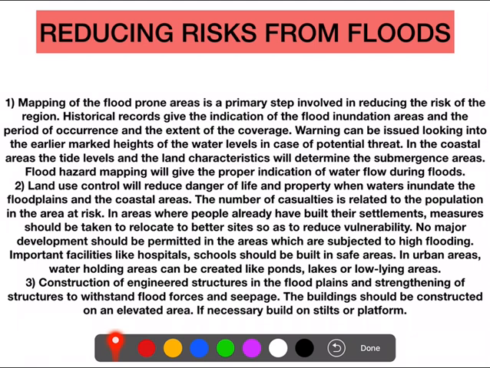Next is the construction of engineered structures. The structures that you are constructing should be able to withstand the forces acted upon by the floods, and it should also be able to withstand the seepage of water. Obviously your construction has to be strong. You must use building codes, IS codes. The building materials that you are using have to be very good. All these factors matter a lot, so proper engineered structures should be constructed for your houses.